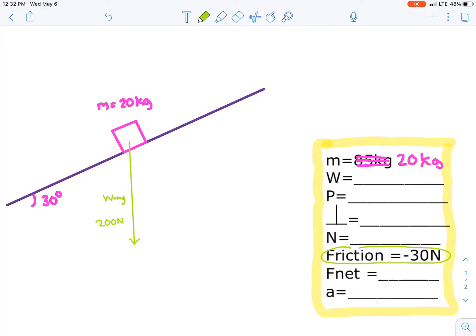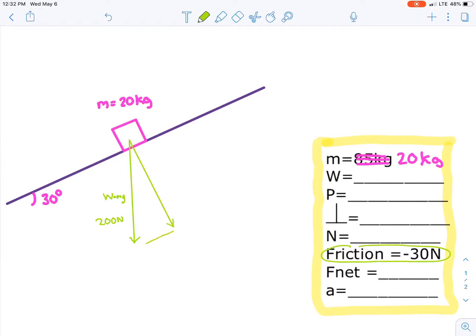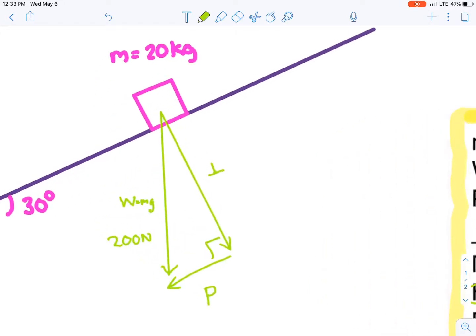All right, now the next thing we're going to do is draw a perpendicular line straight as you can do it, and then a parallel to the ramp line. Now that's supposed to be a right triangle right here, right? This side is my perpendicular, this side is my parallel. That's the symbols I'm using. Okay, let's zoom in on this thing.